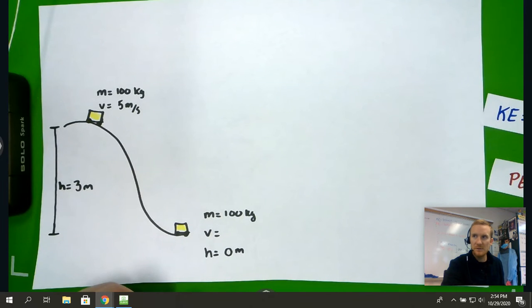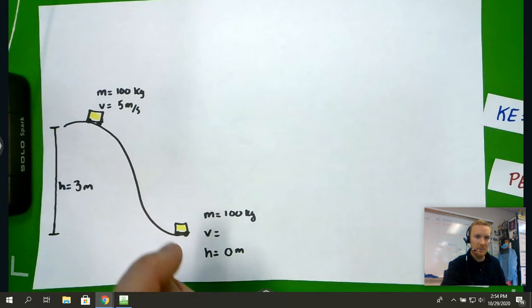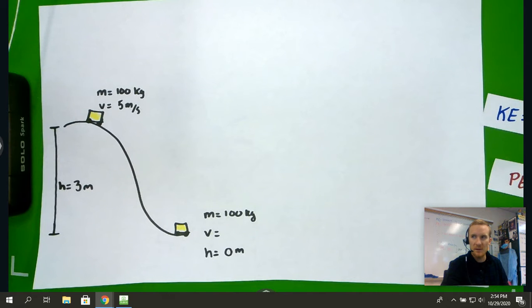All right, so this is the last practice problem on our conservation of energy notes. In this situation, we have a 100 kilogram roller coaster. It's at the top of a hill going 5 meters per second. And we know that at the top of the hill it's 3 meters above the ground. And we want to know how fast is the roller coaster moving when it reaches ground level, right?